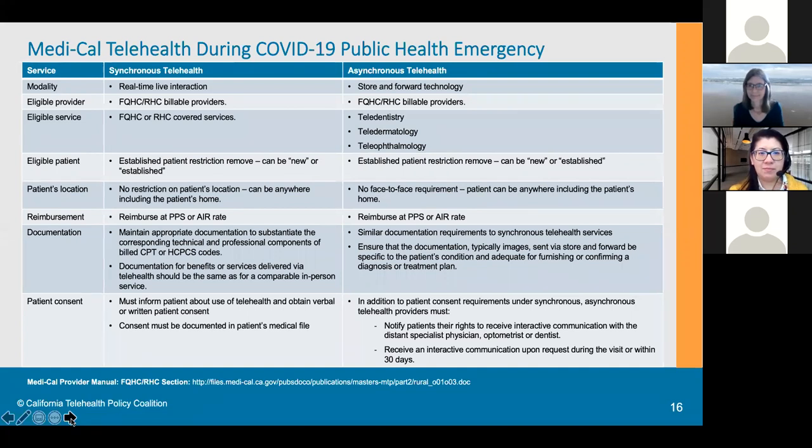Once again, very heavy text slide here, my apologies. Again, I'm not going to walk through the individual requirements. You'll see here there's information about modality, eligible provider, eligible services, and such for Medi-Cal telehealth services for both synchronous and asynchronous telehealth. Of note, during the COVID-19 pandemic, DHCS is temporarily waiving the established patient requirement, the 4 walls requirement, and also the face-to-face requirement, which now mean that FQHCs and RHCs can provide telehealth services to both new and established patients outside of the 4 walls without that face-to-face requirement in order to bill their PPS or AIR rate. Please feel free to take a look at the slide on your own time. Hopefully you'll find that information helpful. Next slide, please.